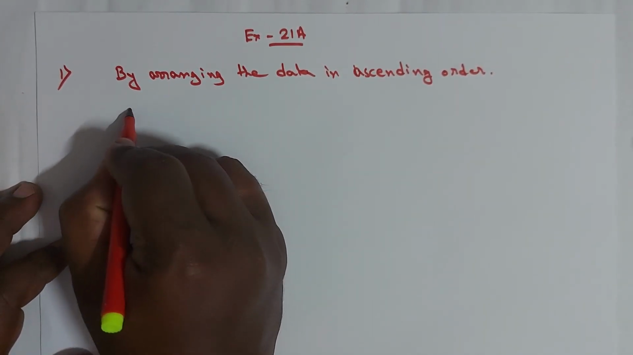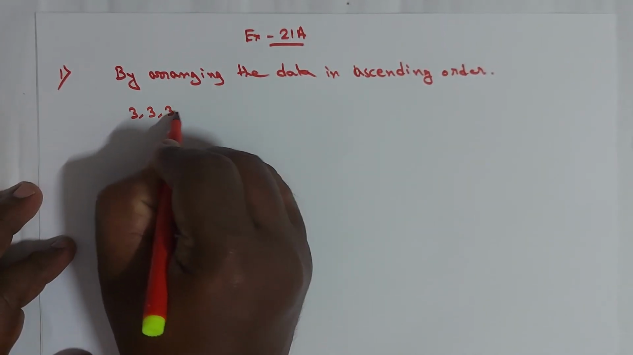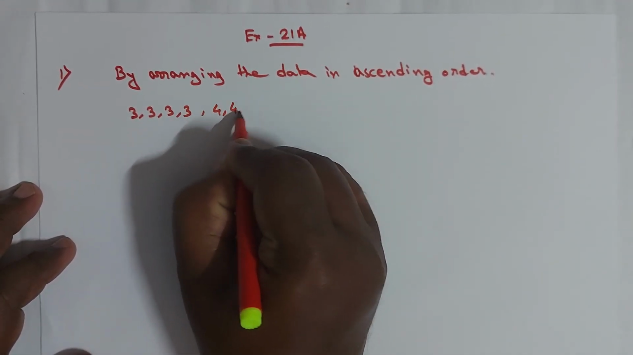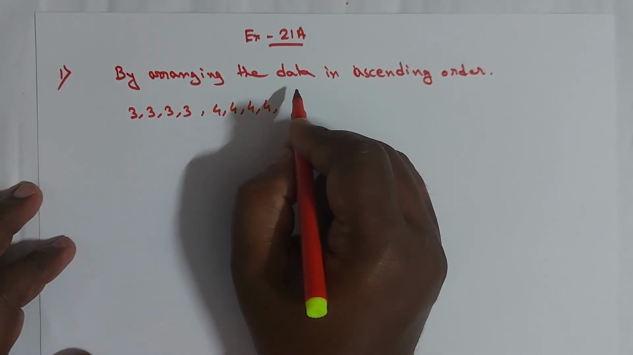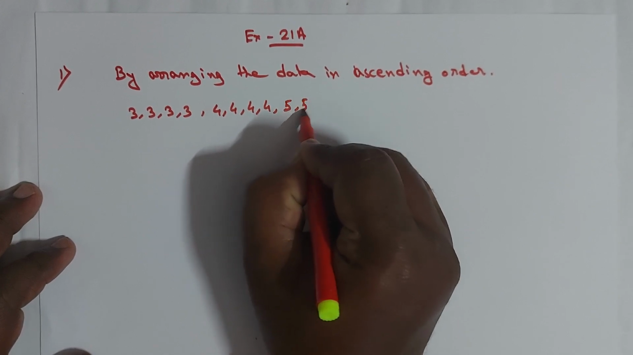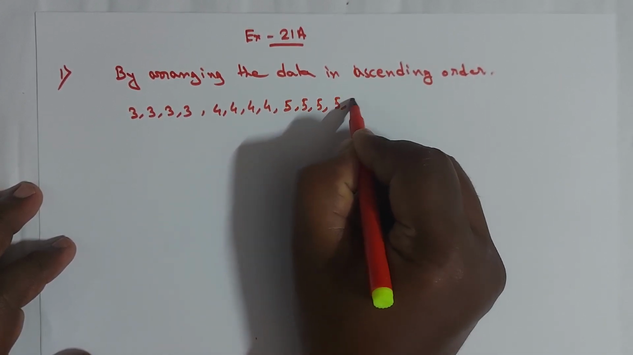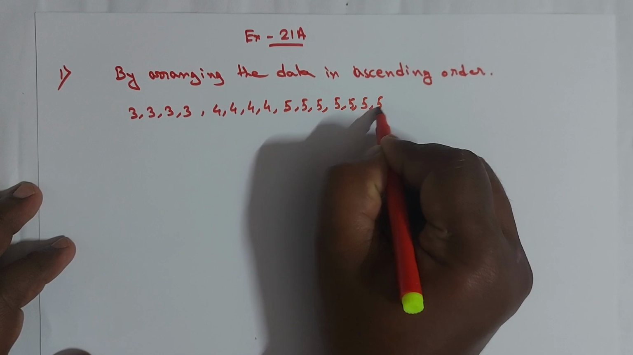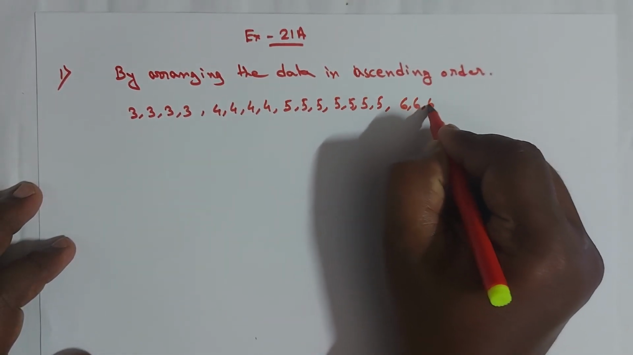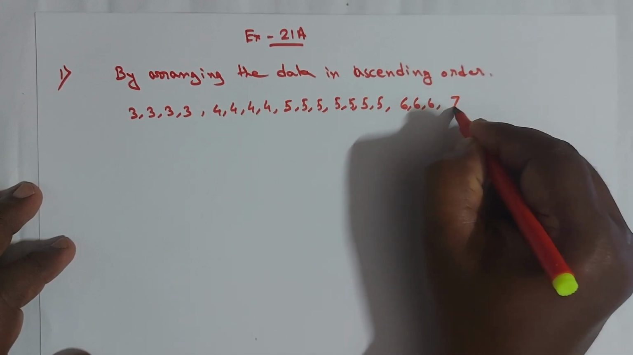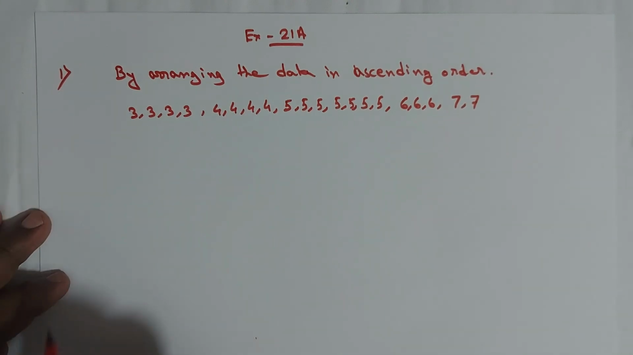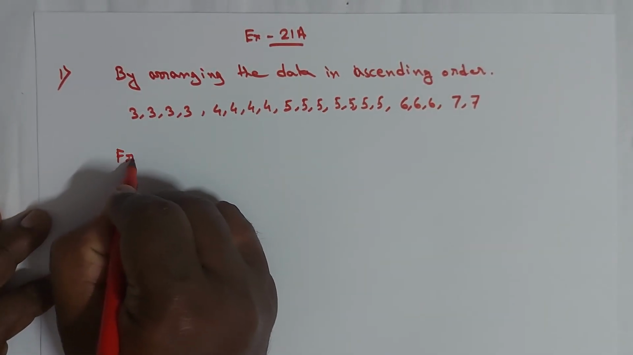How many times 3 are there? 4 times 3 are there. Okay. Then 4 is also 4 times. Then 5 is 7 times: 1, 2, 3, 4, 5, 6 and 7. Then 6 is 3 times. Then 7 is 2 times. Okay. So now we will make the frequency distribution table.